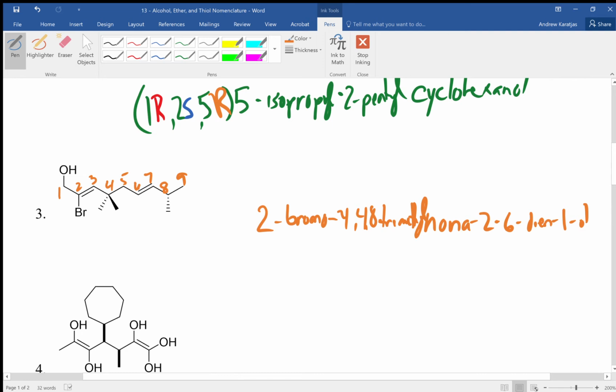What about stereochemistry? Well, carbons 4 and 8 are not chiral because they both have 2 identical substituents. But we do have our alkenes. And so carbon 2, we have Z, and carbon 6, E.